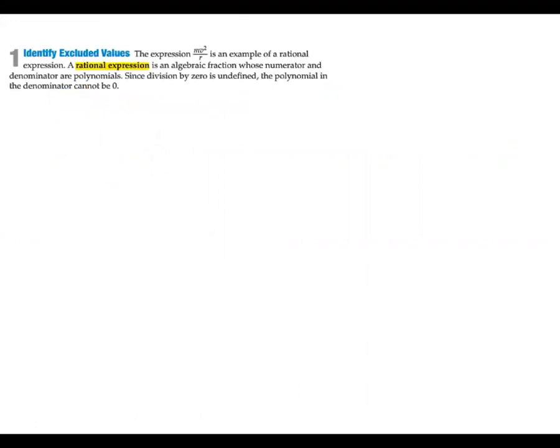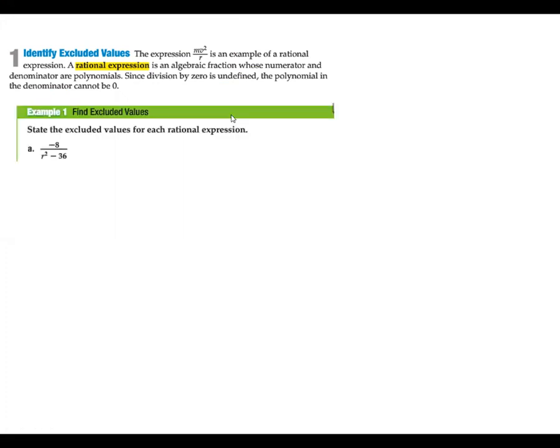The expression mv squared divided by r is an example of a rational expression. A rational expression is an algebraic fraction whose numerator and denominator are polynomials. Since division by 0 is undefined, the polynomial in the denominator cannot be 0. Okay, so for example, let's state the excluded values for this rational expression.